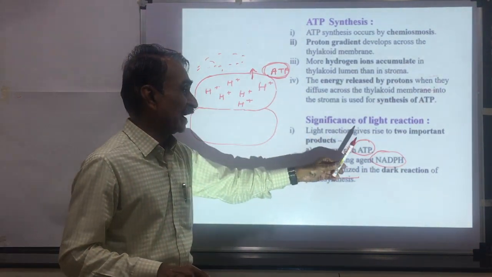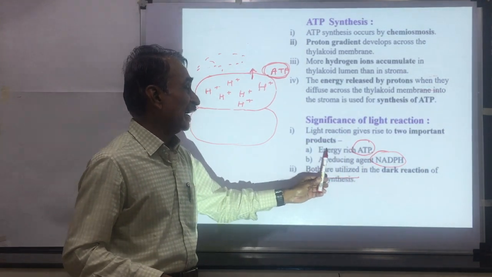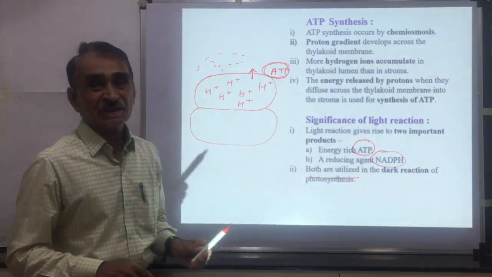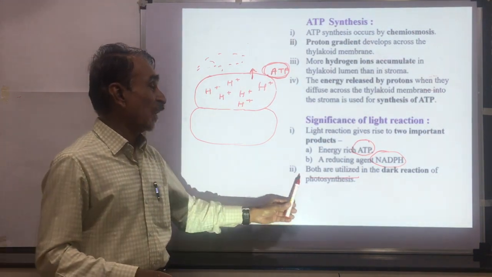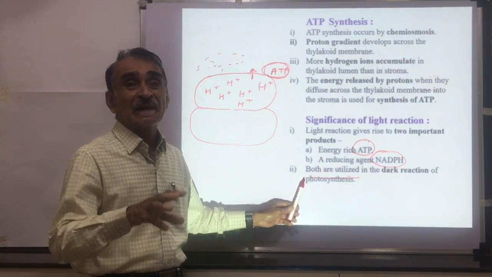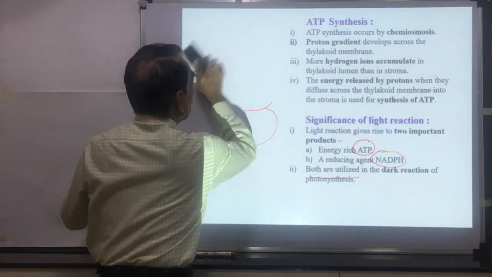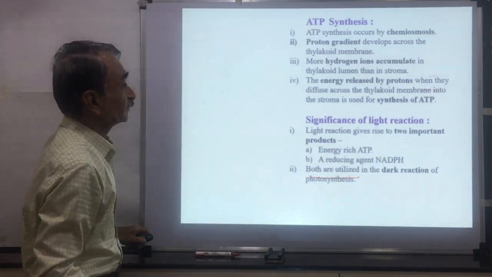So here in the light reaction, 2 important products: ATP and NADPH. Energy rich ATP is produced, reducing power NADPH is produced. Both are used in the dark reaction for the reduction of CO2 into carbohydrates. This is about the significance of light reaction.